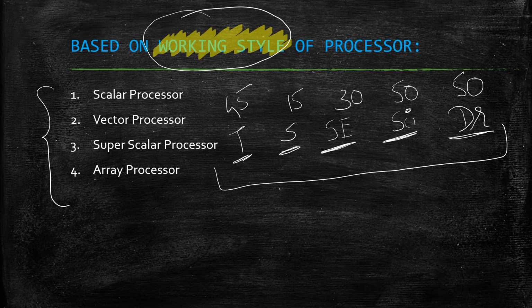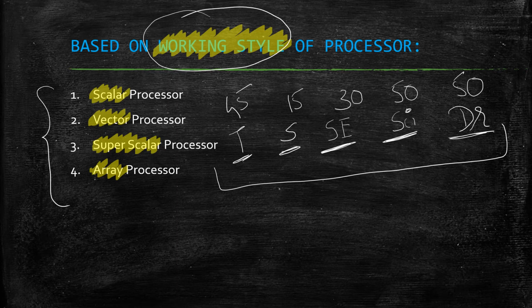Scalar, then we have vector, then we have superscalar, and the last one is an array processor. We will see what the difference is between all these four processors and what the actual meaning of these processors is. But this is the idea behind the working style of a processor, right? Because it is about how your processor works.